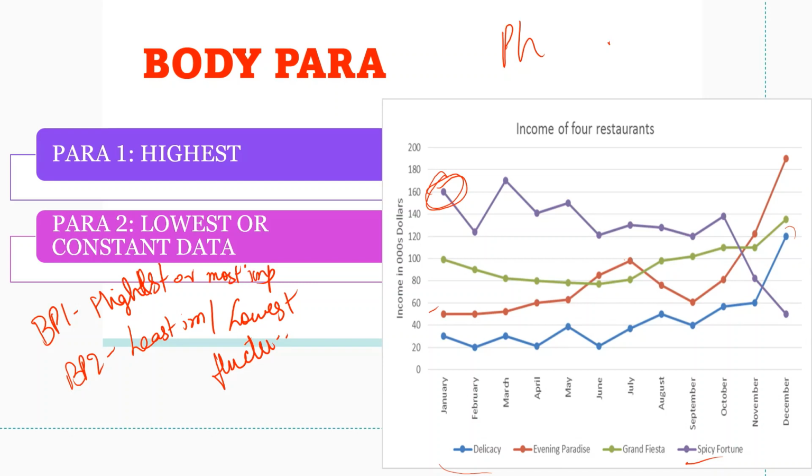So this is how you must compare. You must say the lowest one, how it kept on fluctuating in the downward direction to reach the minimum. And then I will go for the green one. Finally, Grand Fiesta, which started at 100, remained constant at 80 throughout the middle of the year. So I will just end it in that way. So after finishing the comparison, we have completed all the 4.